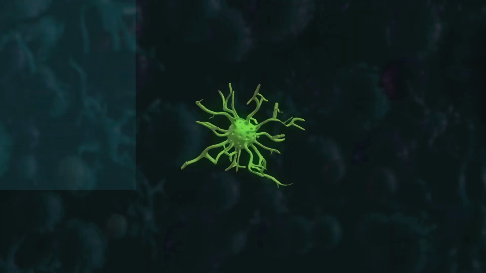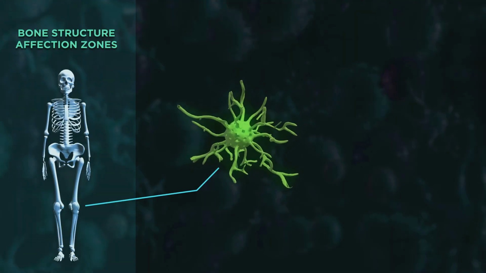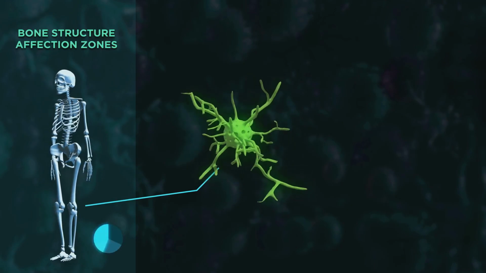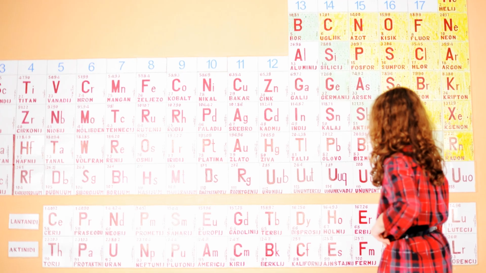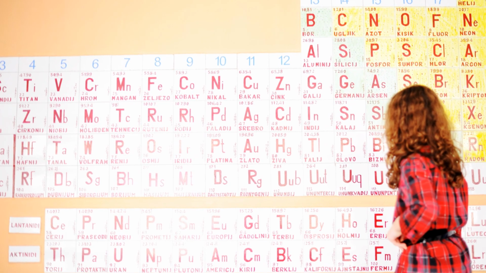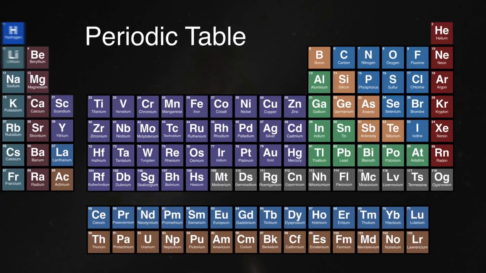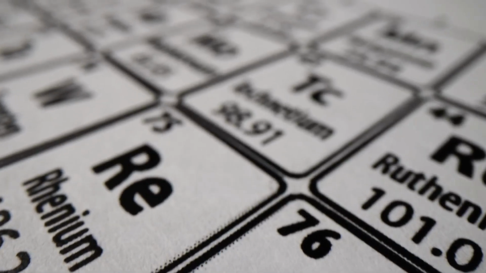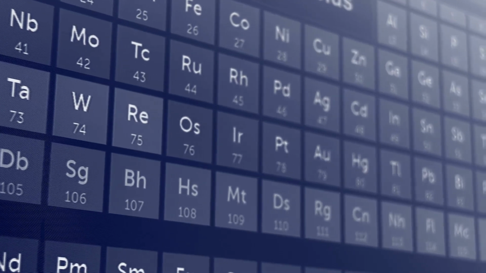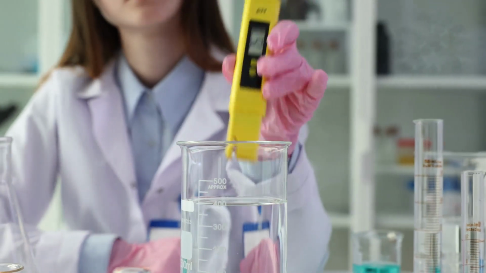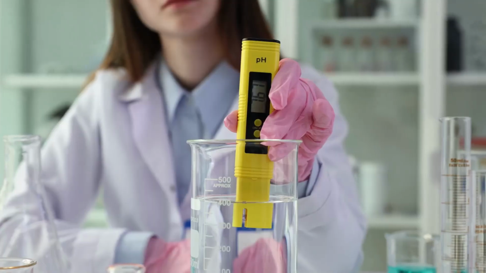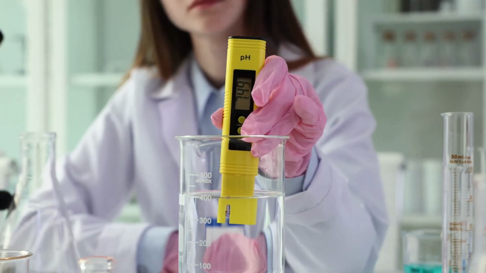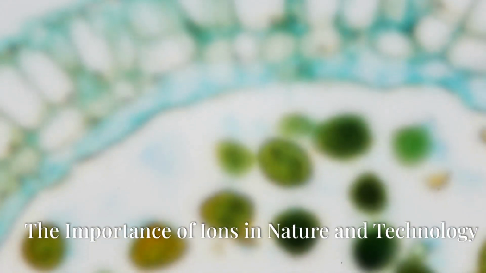These cations play crucial roles in various biological processes, such as nerve impulse transmission and muscle function. Some common examples of anions include chloride ion, Cl-, hydroxide ion, OH-, and sulfate ion, SO4 2-. These anions are involved in maintaining fluid balance, pH regulation, and other vital functions in living organisms.